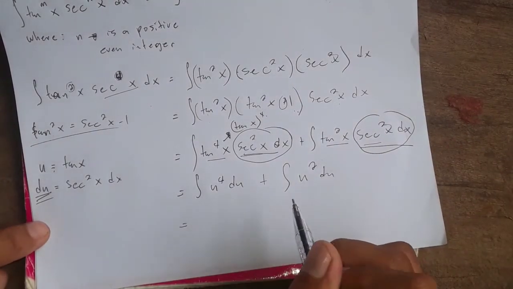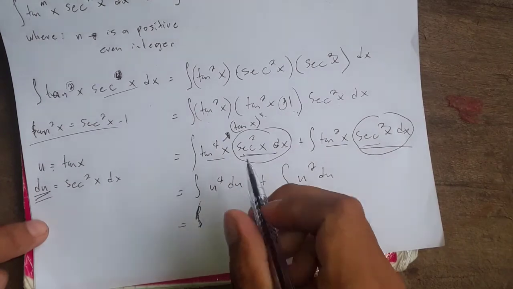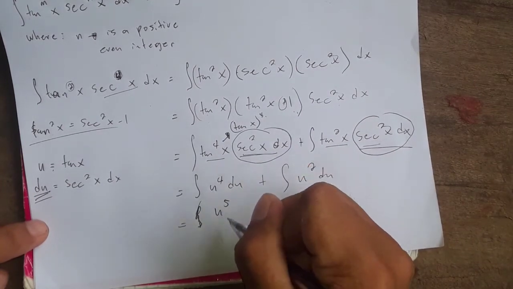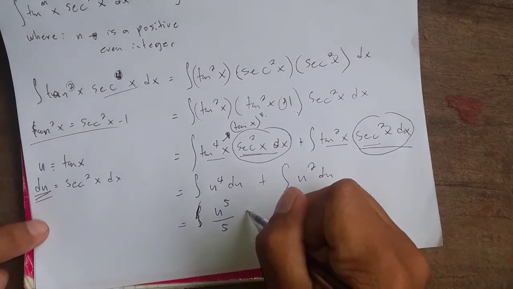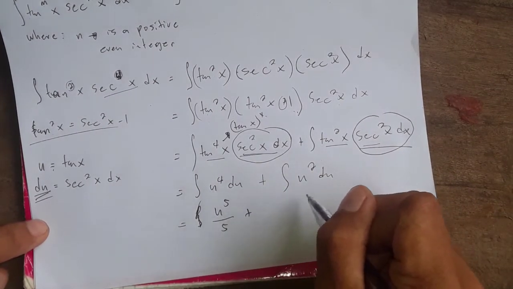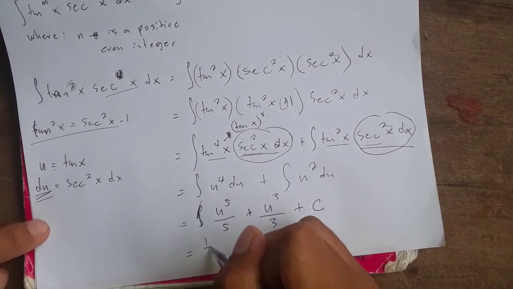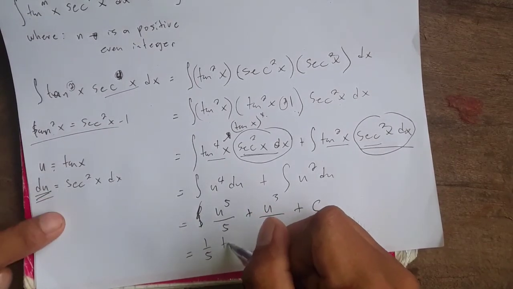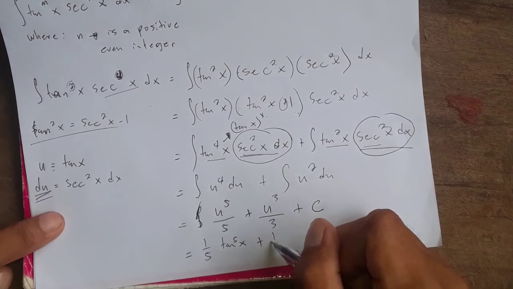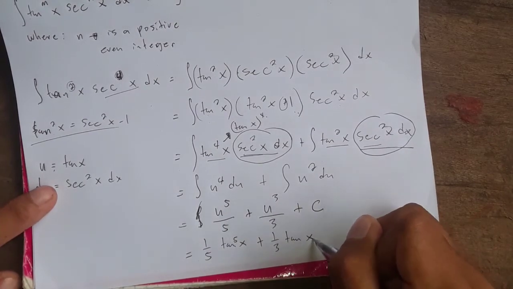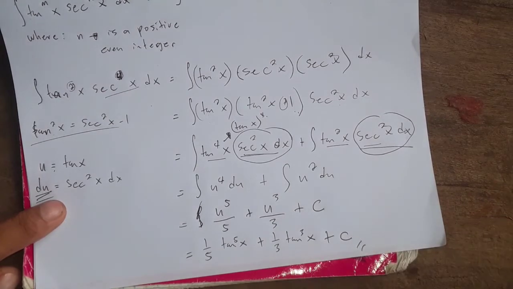Now as you can see, it's easy to integrate using the power formula of integration. In the first term, the integral of u raised to 4 du will be equal to u raised to 5 over 5, which is adding 1 to the exponent and dividing by the new exponent. The same in the next term, we have u raised to 3 over 3, plus an arbitrary constant. In simplifying, we have 1/5 tangent of x raised to 5, or tangent 5 of x, plus 1/3 tangent of x raised to 3, or tangent cube of x, plus an arbitrary constant. So that was our final answer.